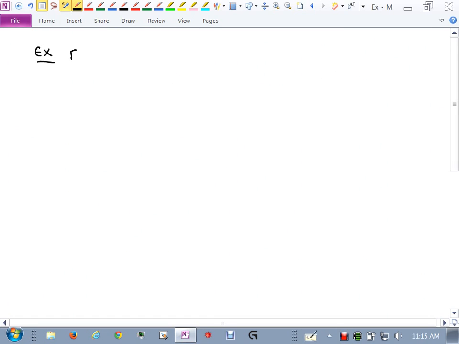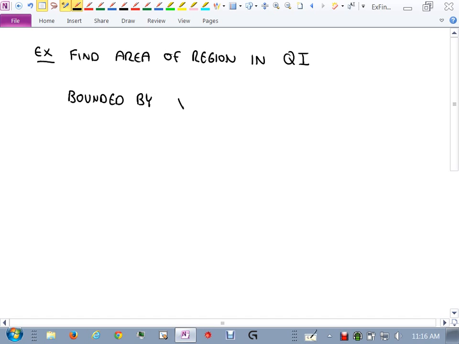Find the area of the region in Q1, which means what? Quadrant 1, okay. Bounded by y equals x to the fourth, y equals x to the sixth.